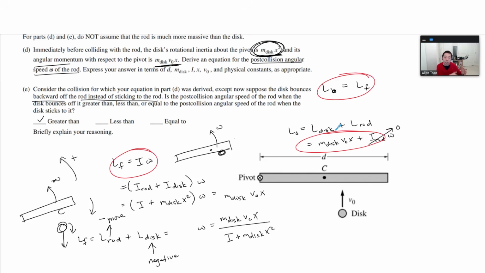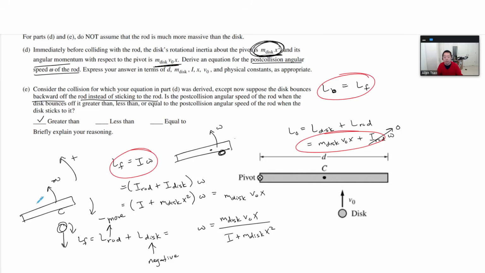They started with the same angular momentum. They have to end with the same total angular momentum. But this one has some in the positive direction, and this has some in the negative direction. So this one has to be even bigger to make up for the fact that this has negative angular momentum. I hope I explained that well. I know it's been a long day and we're kind of tired at this point, but if you rewatch that again, think about the total angular momentum being the same and the fact that the disk now has angular momentum that's negative. So the rod has to have even more angular momentum to make the total the same.